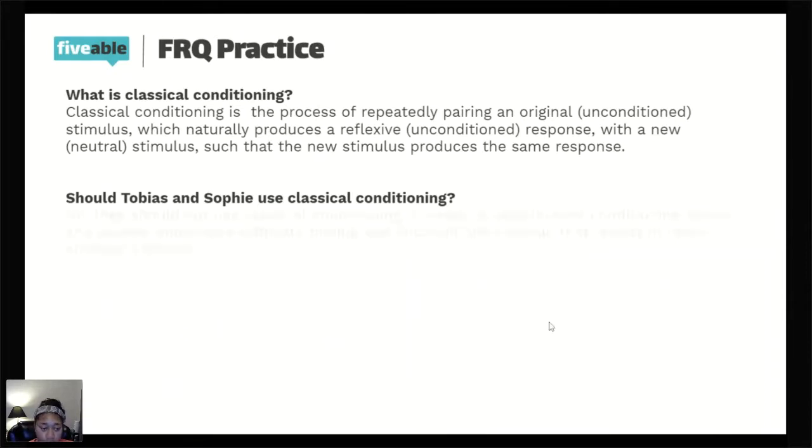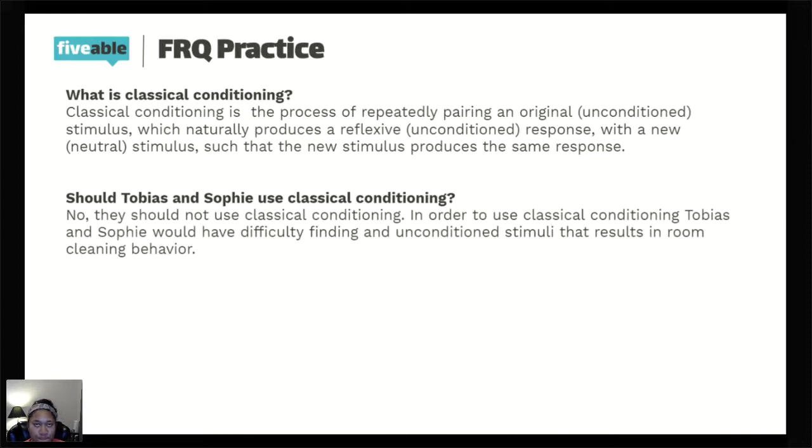Okay, so no. Sophie and Tobias should not use classical conditioning. Because remember, in order to use classical conditioning, Tobias and Sophie would have difficulty finding an unconditioned stimuli that results in room-cleaning behavior. So imagine, like, you can continue to blow a whistle, and the teenagers are not going to correlate the whistle with doing their laundry.